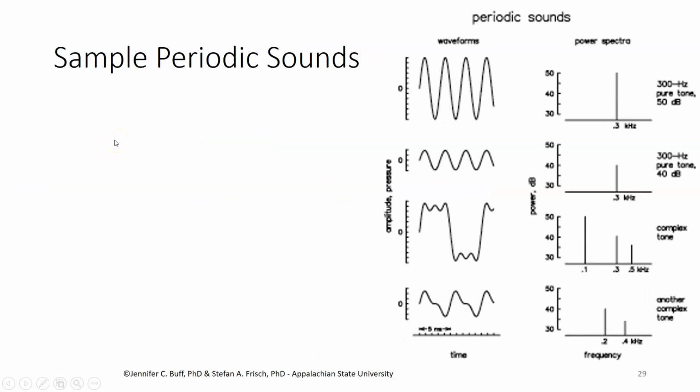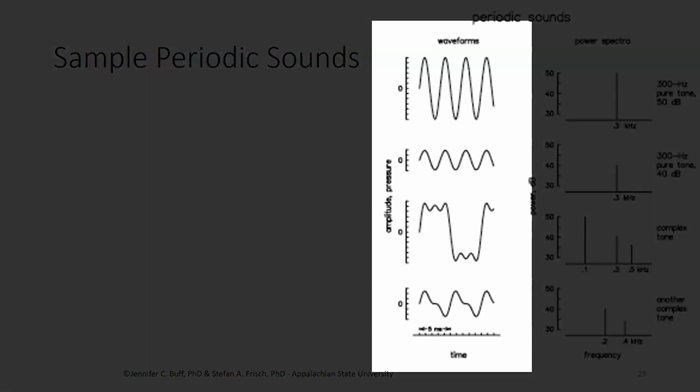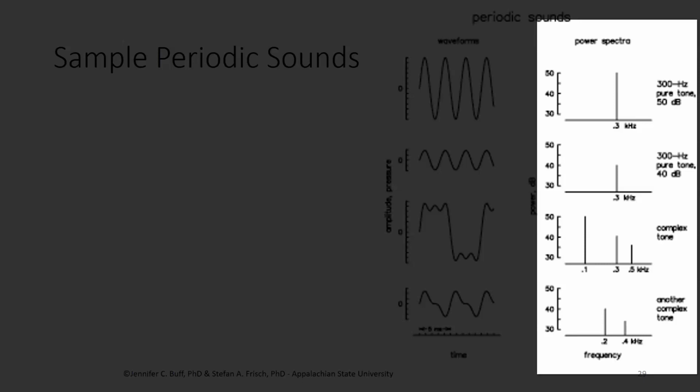Here are 4 examples of periodic sounds in both waveform displays and spectrum displays. The waveform display shows us changes in the sound over time in terms of the pressure, say on a microphone head. The spectrum display analyzes those changes over time to determine frequencies.